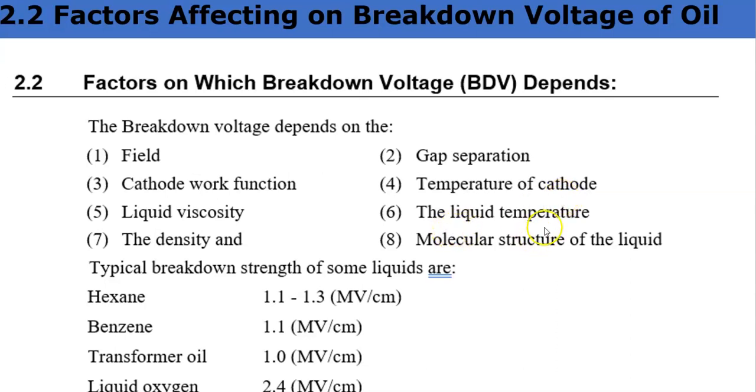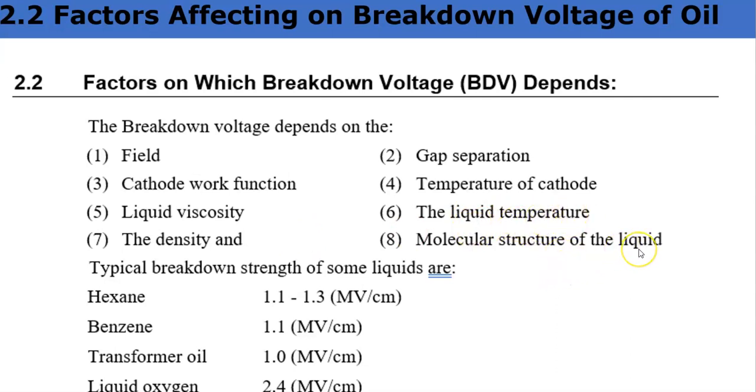So the temperature of the liquid is there. Temperature of the cathode is there. Temperature of the cathode will be higher than the temperature of the liquid. But this is important, and viscosity will be maintaining or controlling this liquid temperature.